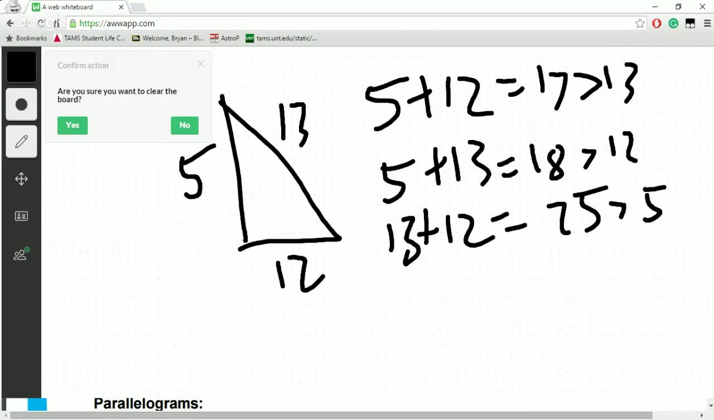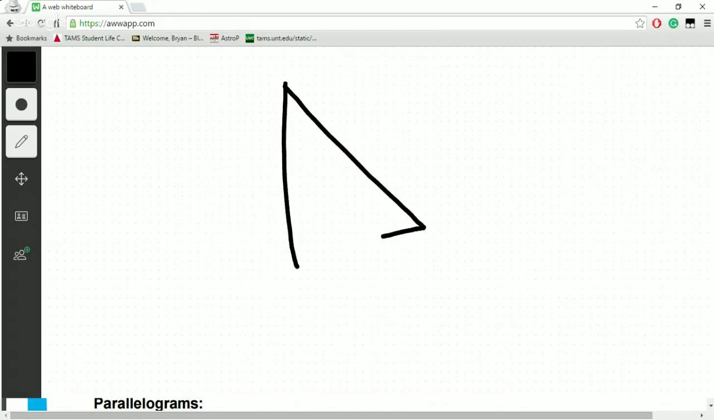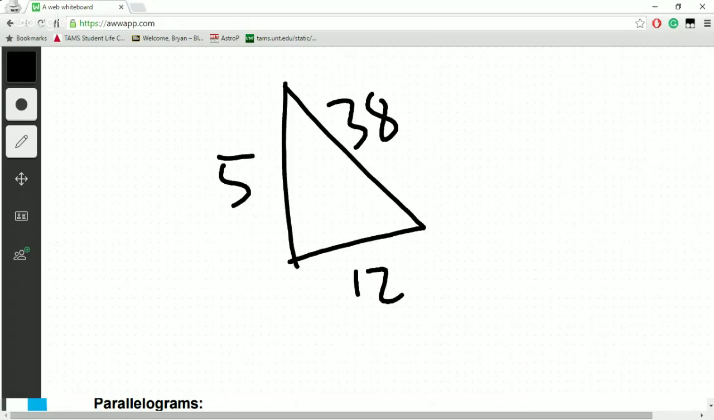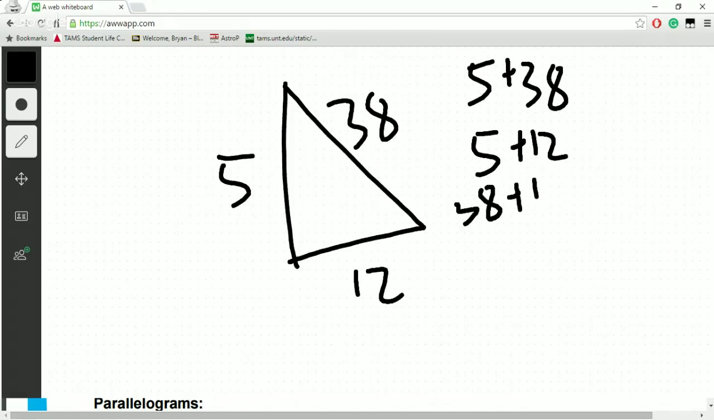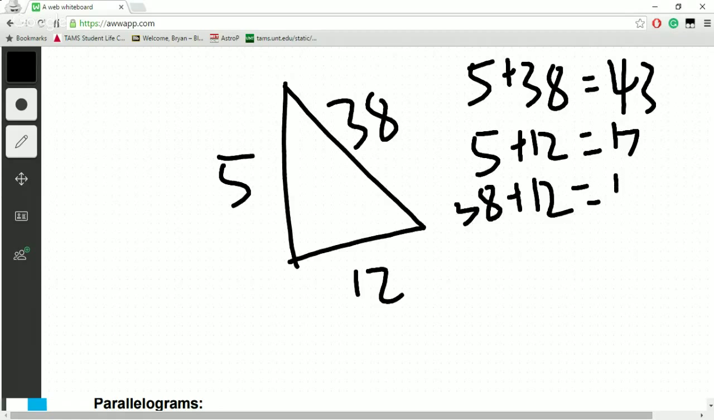But if this were not the case, let's look at another triangle. We'll use a 5, 12, 38 triangle. We get 5 plus 38, 5 plus 12, and 38 plus 12. These equal 43, 17, and 50. As you can see in the third line, 17 is less than the third side, 38. So this cannot be a triangle.